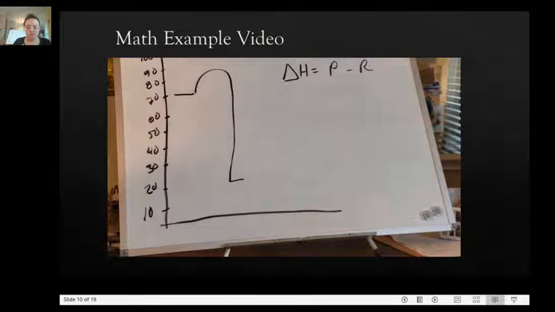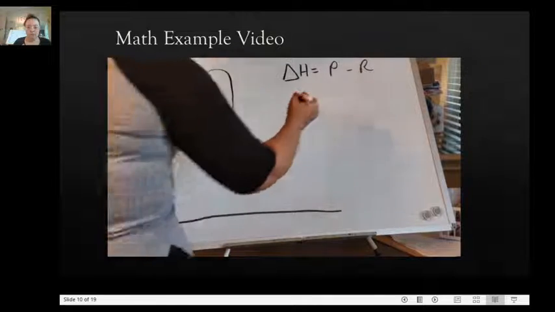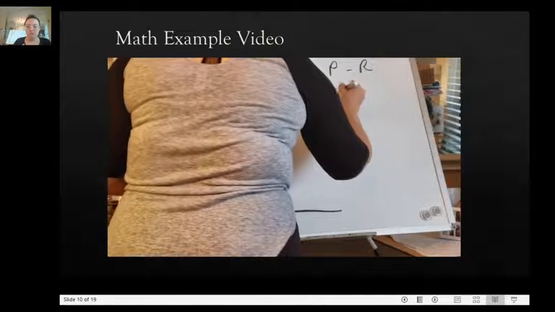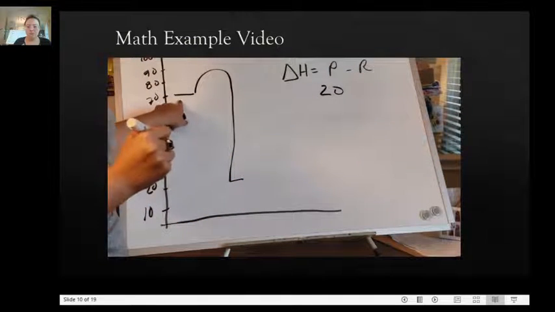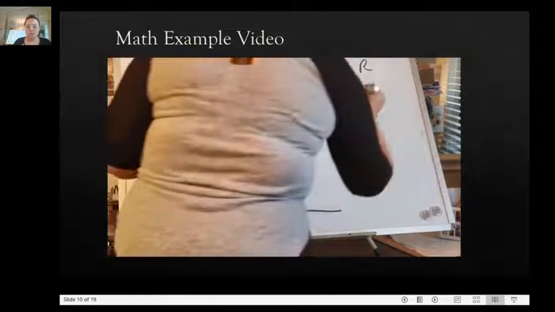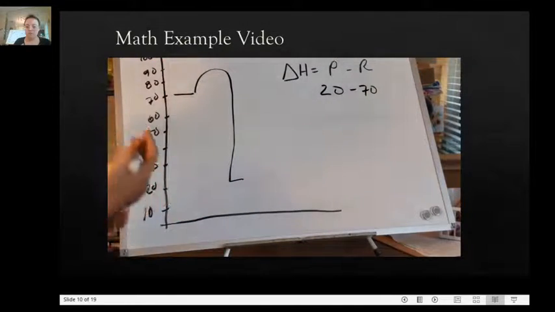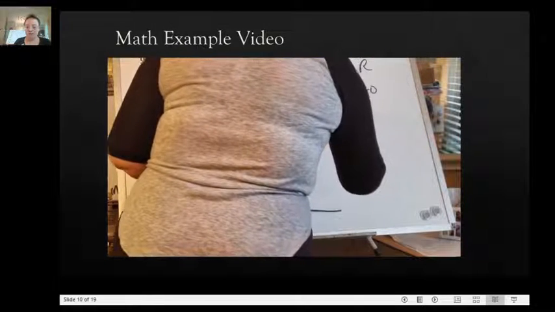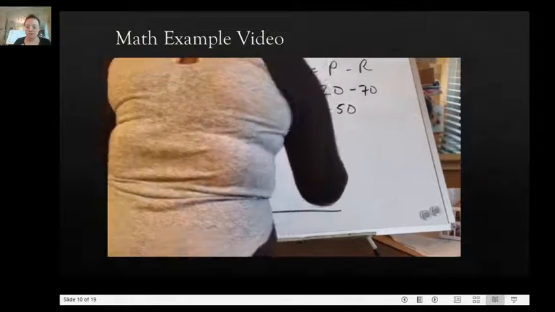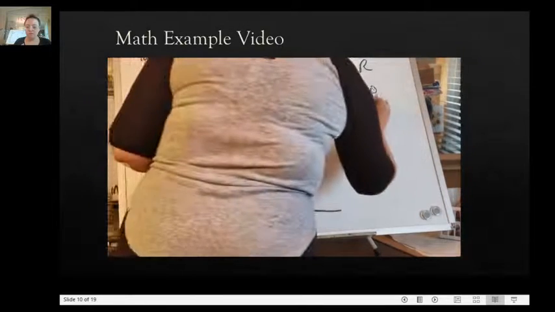Alright, let's say this time our products is 20, because the products is the last part of the graph, and the reactants is 70, that's the beginning part. We do the math, 20 minus 70, we're going to get negative 50. And we'll say kilojoules per mole again for up to 10 units.